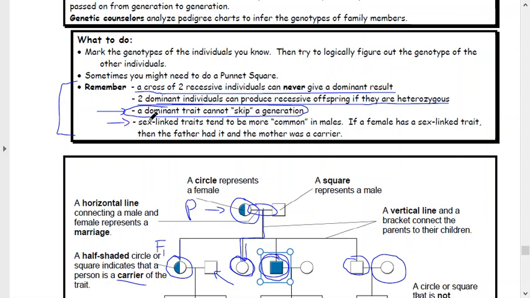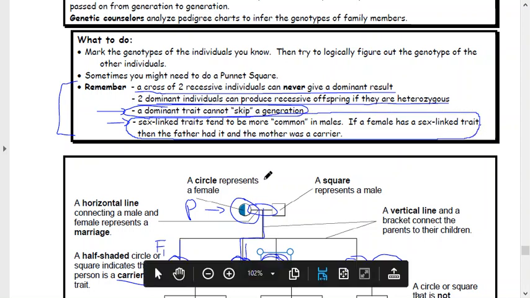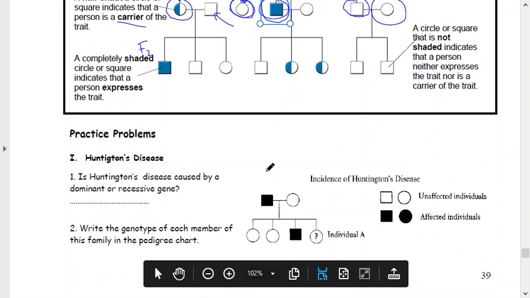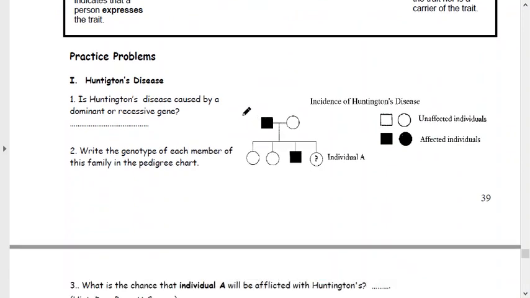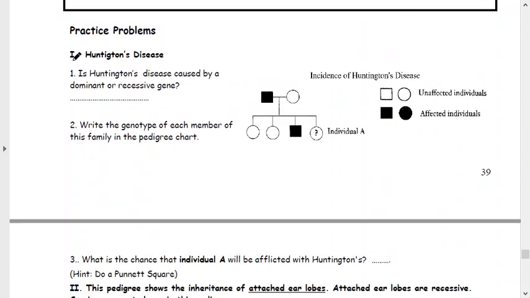The next one here is also good to remember. Sex-linked traits are more common in males. So if you look at a pedigree and all of the squares are shaded, but really no circles are, that's a dead giveaway. You're looking at a sex-linked trait. So let's take a look at the first 3.